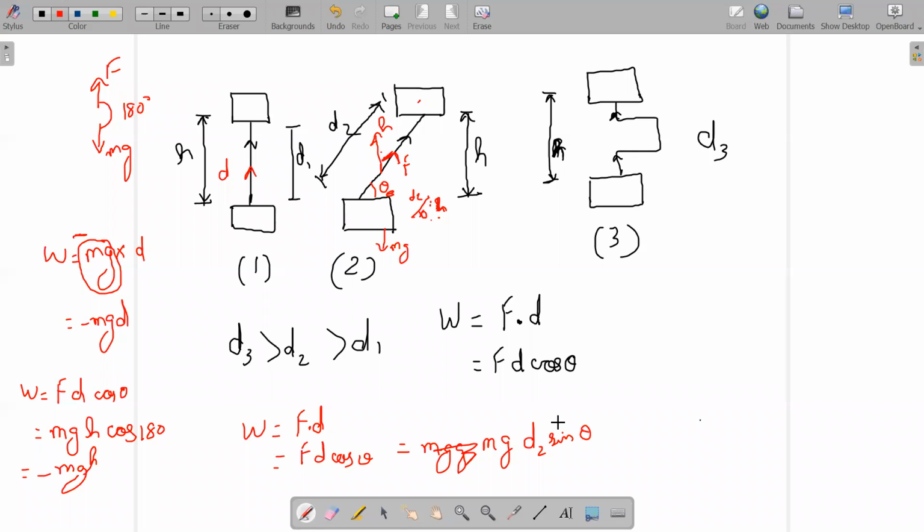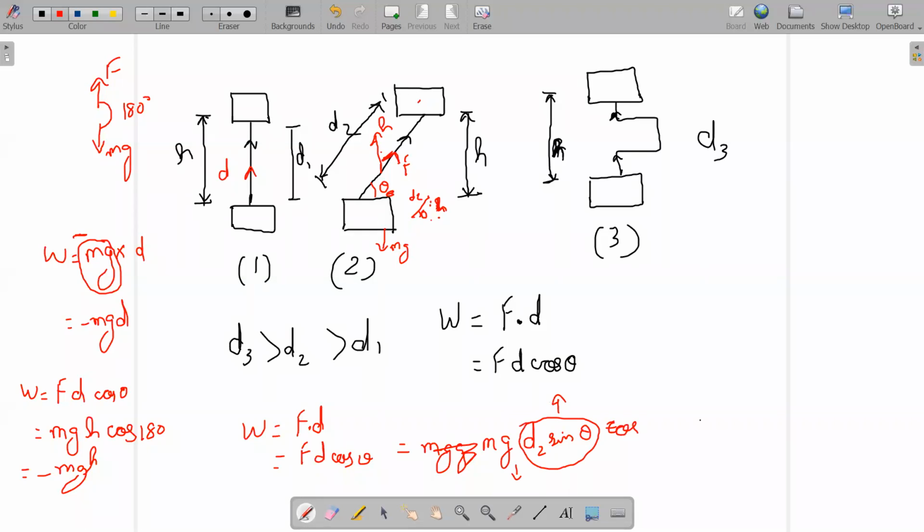Force into displacement into cos theta. The force is in downward direction, Mg. So here again the same thing happens. That is, we get now the mg is in downward direction, right? d2 sine theta is actually h, right? Which is in upward direction.